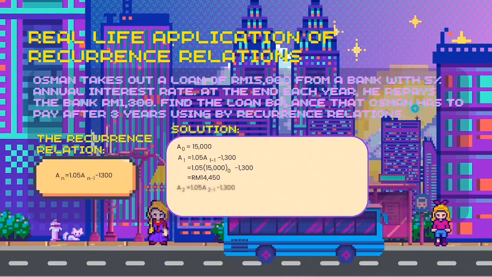So on the second year, we will be using the same method. So we will put in the first year's balance amount into the equation, and so we will get the second year's balance, and the third year will be using the same as well. So the total amount that Osman has to pay after 3 years is 13,266 ringgit and 13 cents.